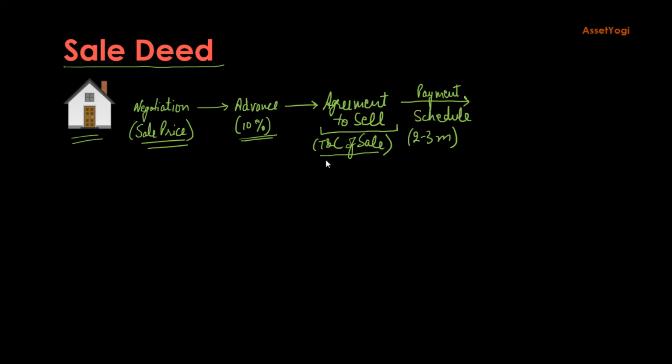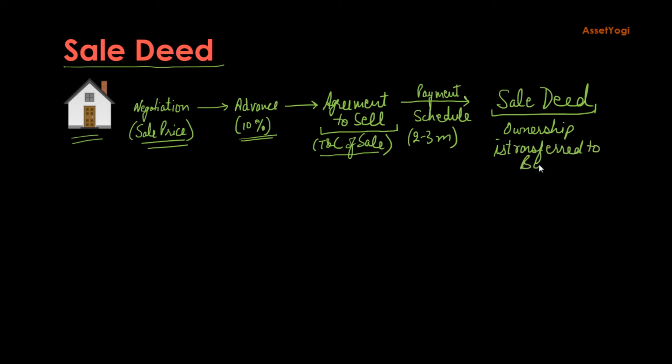So all these terms and conditions will be written in this agreement to sell, and once the buyer, that is you, make the complete full payment, then you execute the sale deed, which is the final document through which the ownership is transferred to buyer. And you have to pay the stamp duty for this sale deed, and this has to be registered in sub-registrar's office.